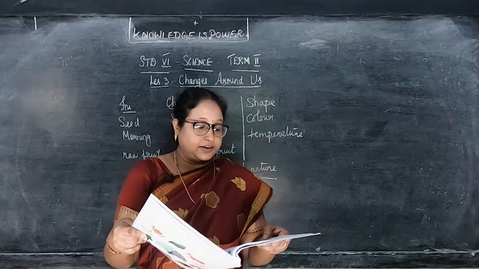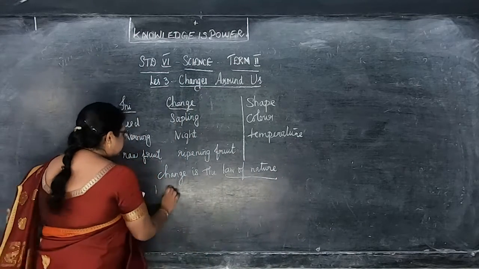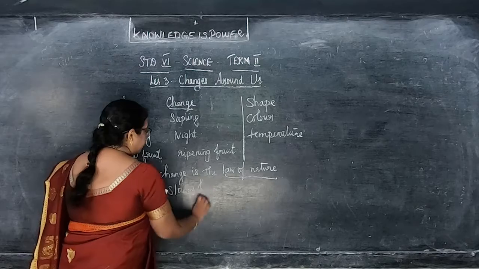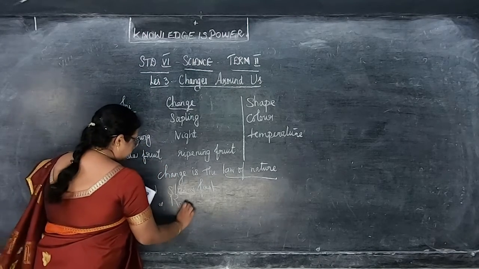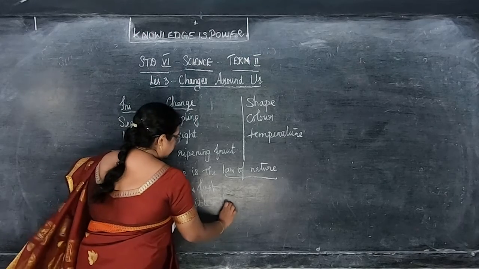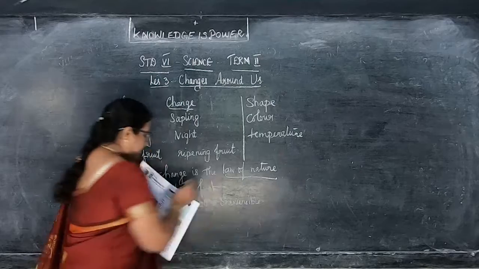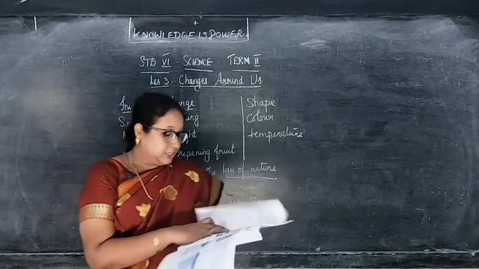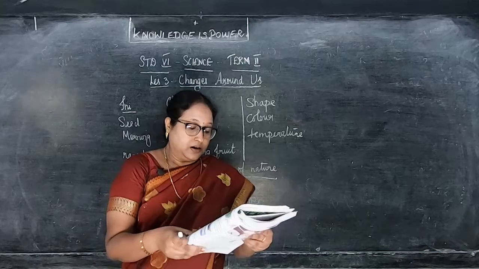The next is reversible and irreversible change. First, we saw slow and fast, we finished that. So next we are going to see reversible and irreversible. Okay children, now this we are going to see. Reversible changes, which can be reversed, are known as reversible changes.